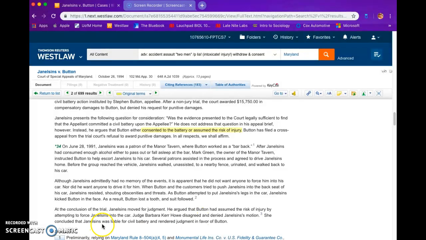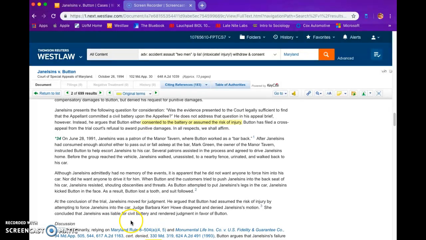She concluded that Janelson was liable for civil battery and rendered judgment in favor of Budden. So basically, the plaintiff, Harry Janelson, was drunk at this bar, and Mr. Stephen Budden was an employee at the bar. Mark Green, the owner of the bar, had asked Mr. Budden to help Janelson get into his car, and other patrons were going to help assist him as well as drive his car home because he was drunk.